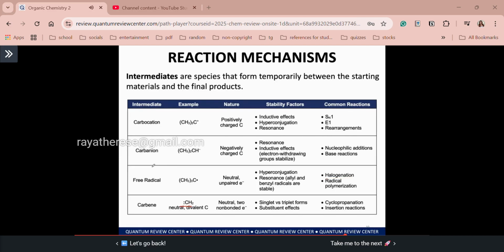Alright, so lastly, carbene. Class, this is a typical structure of your carbene. So, similar with free radical, it is neutral, but here, your carbon will now carry two non-bonded electrons. So that's why we call it a divalent carbon, because it has one lone pair or two non-bonded electrons. So usually, our stability factors occur in the singlet or triplet form.